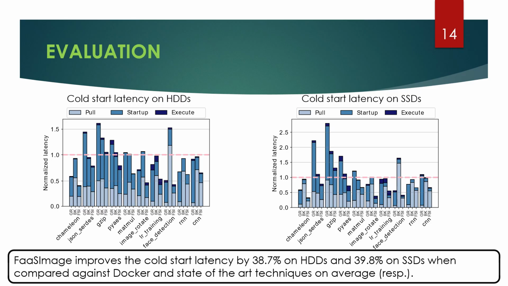In this graph, you can see we have FSI, which represents FaaSImage, and GR representing Gear, which uses on-demand downloading, and VK, which represents Brake, which relies on layer fusion. So when we compare the cold start latency across all the systems, we observe that FaaSImage reduces it by 38.7% on HDDs and 39.8% on SSDs. For the image rotate and the CNN workloads, we observe that FaaSImage downloads up to 32 files during the function execution.